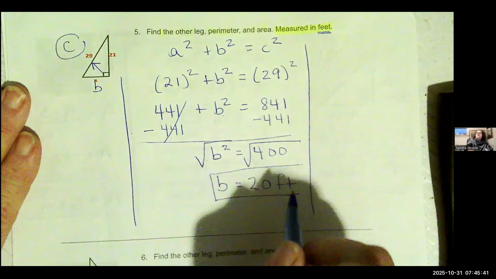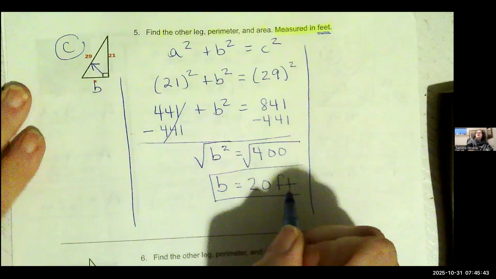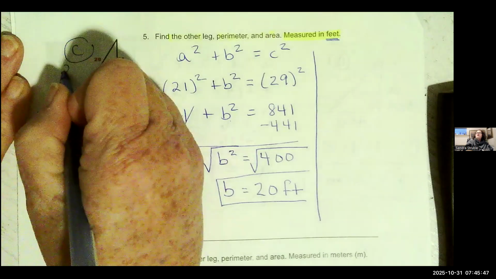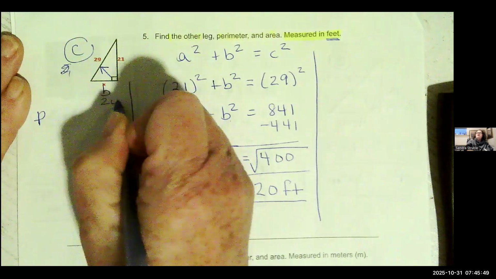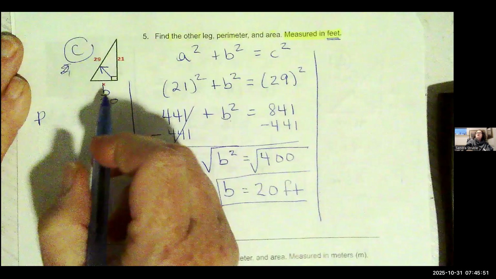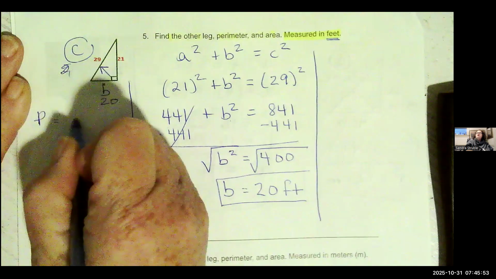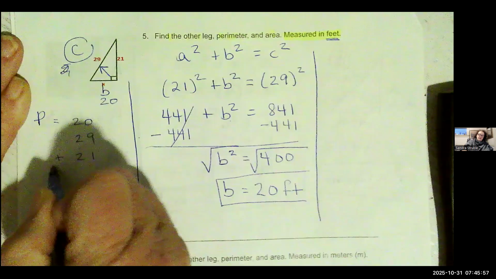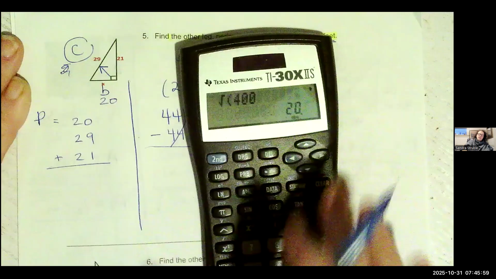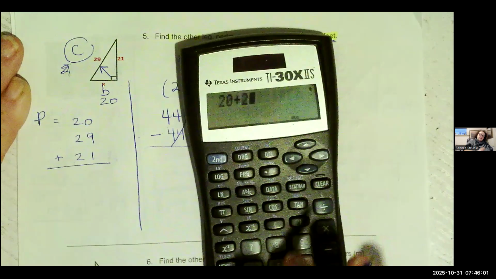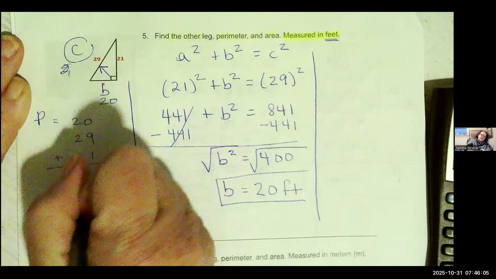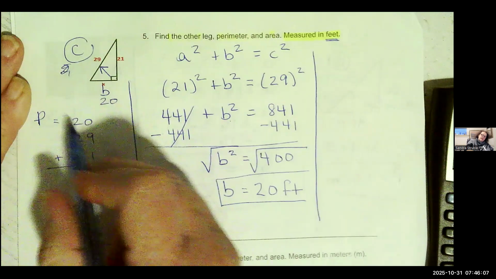Okay, I can now find my perimeter. So I have my 20 for my missing side. So 20 plus 29 plus 21. Add these all up. 20 plus 29 plus 21 is 70. Same unit for perimeter as it is for all of our other sides.